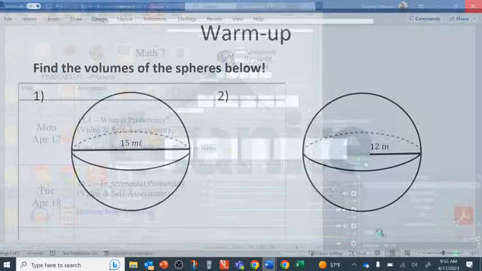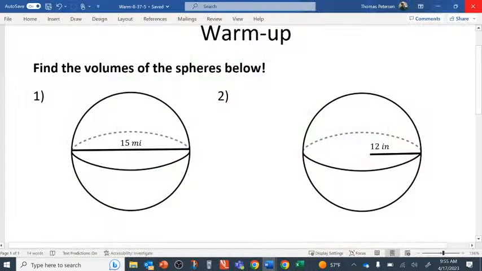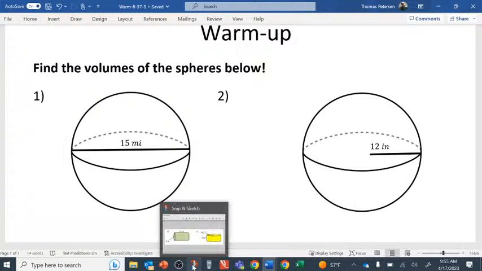Everybody at home, here comes your warm up. I can find it, there it is. Find the volume of these spheres. Go ahead and clip them out. You're going to want to do that in 3, 2, 1, pause.